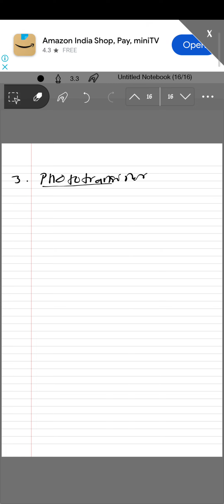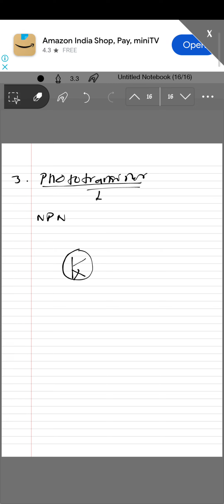Now, phototransistor. Let's first try to understand what a transistor is and how it works, then we will come to the phototransistor. A transistor can be an NPN type or a PNP type. An NPN transistor looks something like this, the symbol with the arrow going outside.